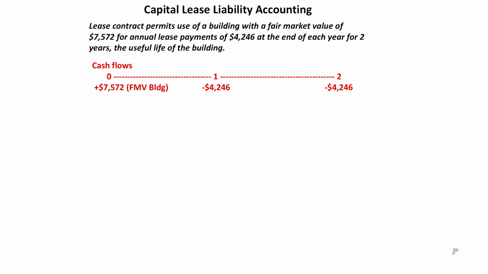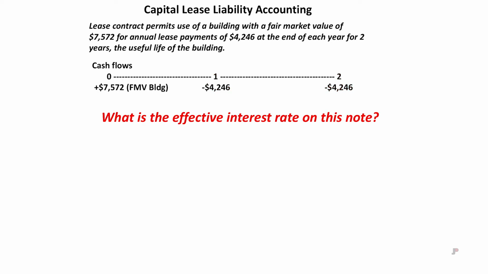Here are the contractual cash flows. The lessee obtains use of a building worth $7,572 at time 0, and the annual payments are $4,246 at the end of each year for 2 years. The first question that must be answered is, what is the effective interest rate on this contractual note? Because we will be using the effective interest rate to determine the annual interest expense on the lease liability.